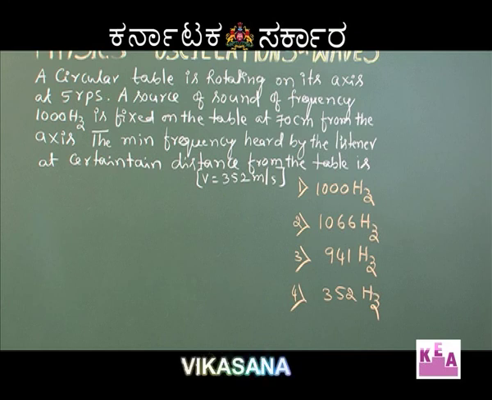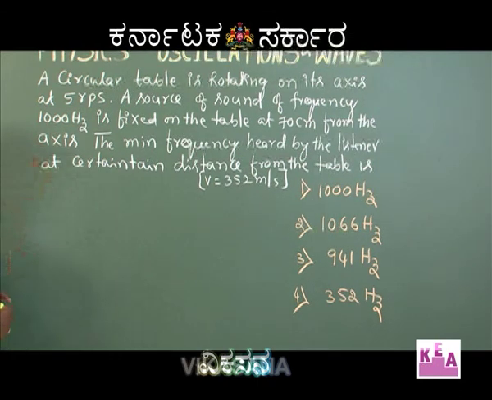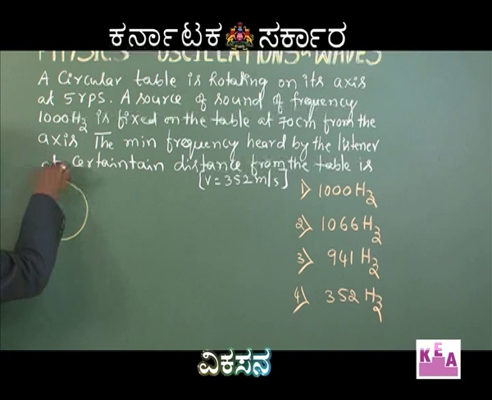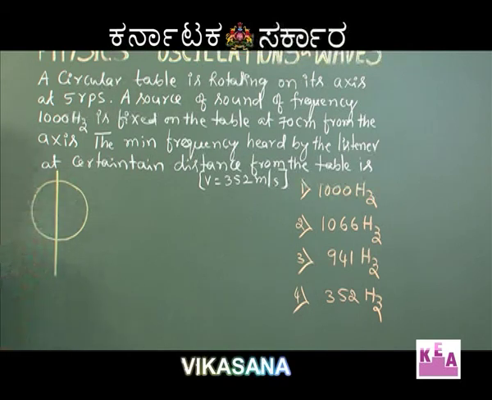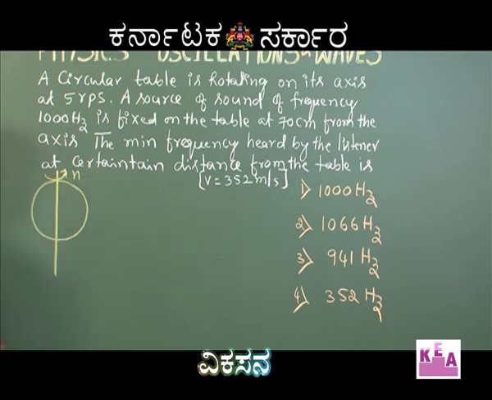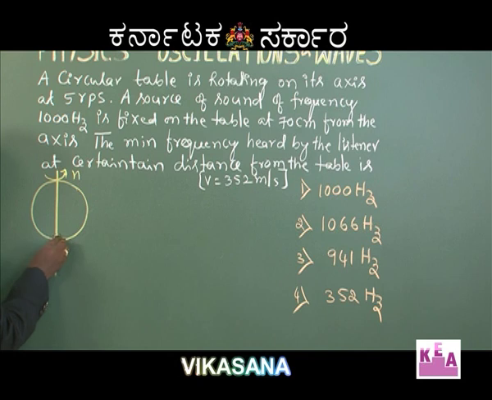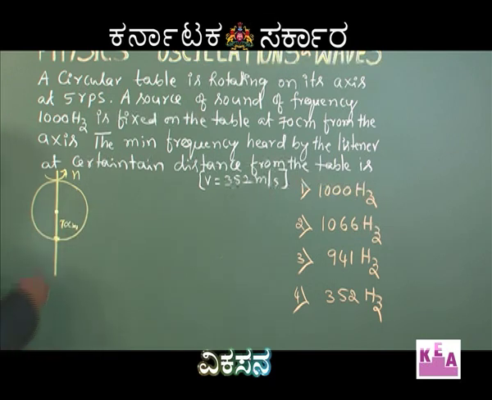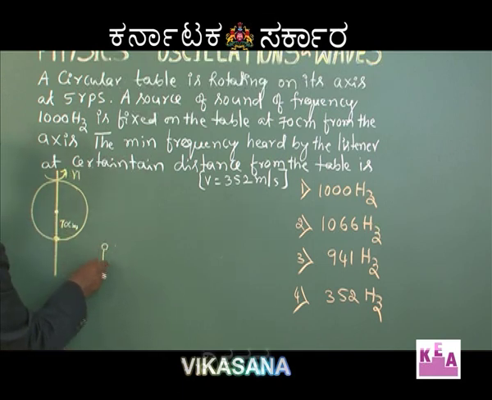First, analyze the problem. There is a circular table rotating on its axis at 5 rotation per second. Since this circular table rotates at 5 rotation per second, we first have to calculate the angular velocity of the table. So imagine, this is the circular table rotating about its own axis with 5 rotation per second, that is called frequency of rotation. A source of sound is placed at a distance 70 centimeter from the center, that is called axis. The source is observed by an observer at a certain distance. Now imagine he is an observer.